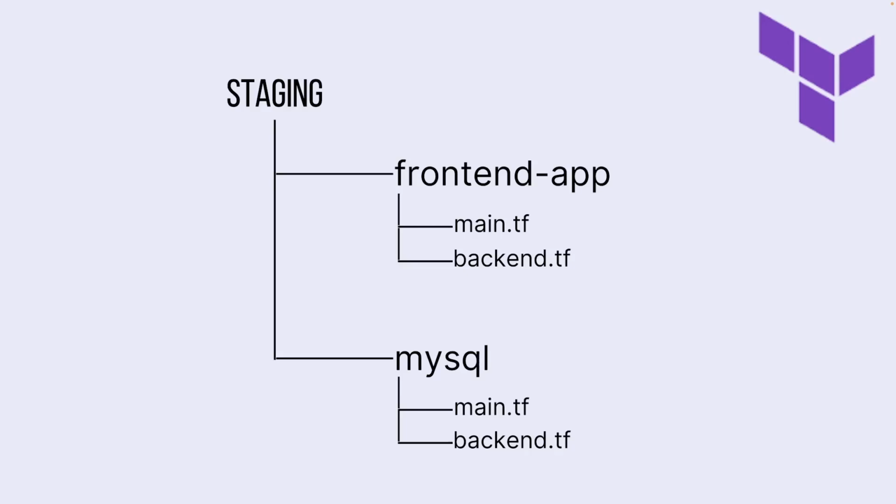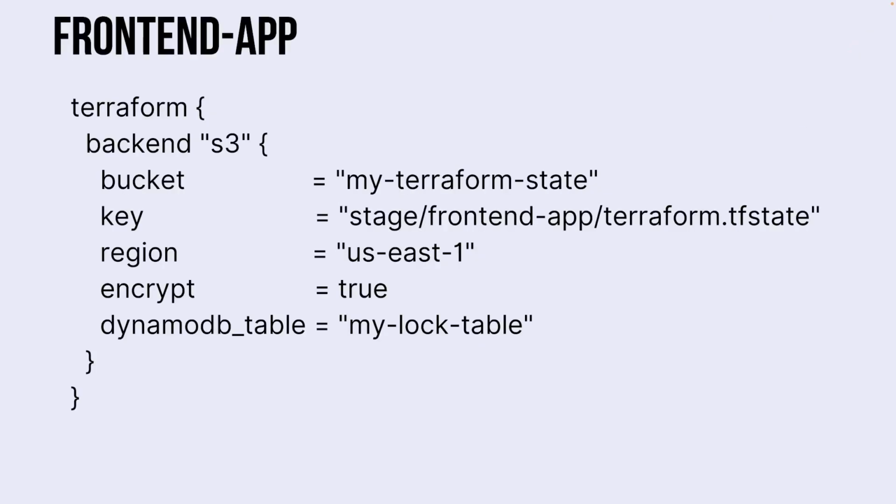Now let's look at the sample backend.tf. So your backend.tf for your frontend application will have a bucket, and this is an example for S3. I'm going to show you for GCS also. You'll have a bucket name and then the key. So what is the path that you're going to use inside this bucket to store your state?